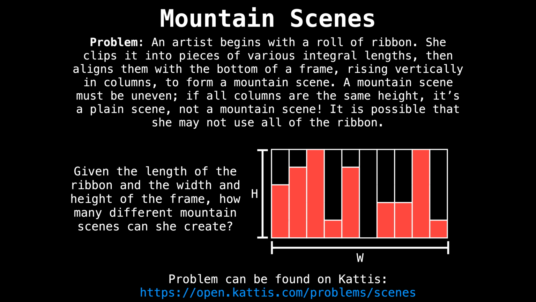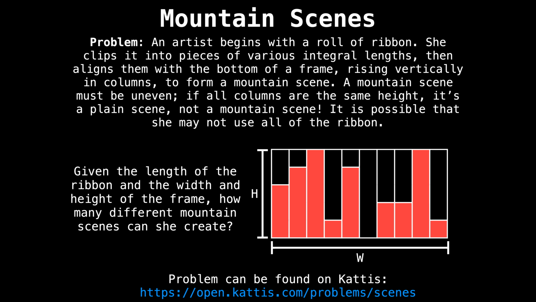Let's begin with an abridged problem statement. An artist begins with a roll of red ribbon. She clips it into pieces of various integral lengths, then aligns them at the bottom of a frame, raising vertical columns to form a mountain scene. A mountain scene must be uneven. If all the columns are the same height, then the painting is considered a plane scene, not a mountain scene. It is possible that the artist does not use all of the ribbon. The problem asks, given the length of the ribbon and the width and height of the frame, how many different mountain scenes can she create?